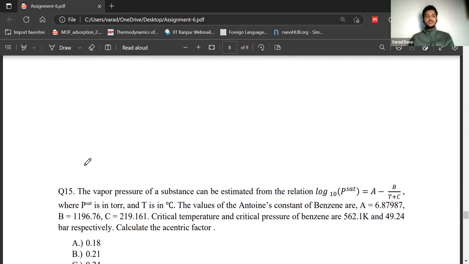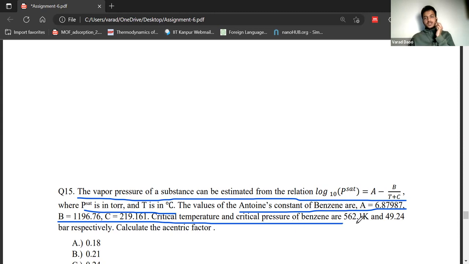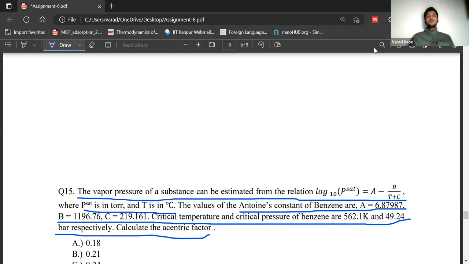What we have in this question is that the vapor pressure of a substance can be estimated from the relation, right? This is nothing but the Antoine equation, where P sat is in torr and temperature is in degrees centigrade. These are the Antoine constants for benzene. The critical temperature and critical pressure of benzene are given, with pressure in bar. So what we want to do is find the acentric factor, right? I hope the question is clear to everyone, and I'll give you a couple of minutes to solve it.